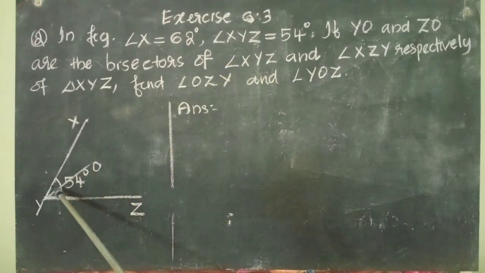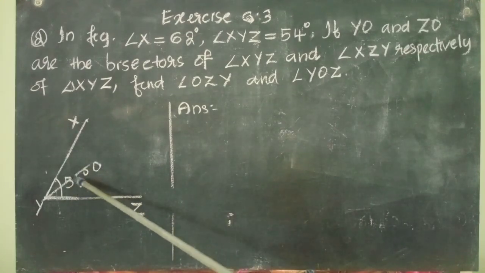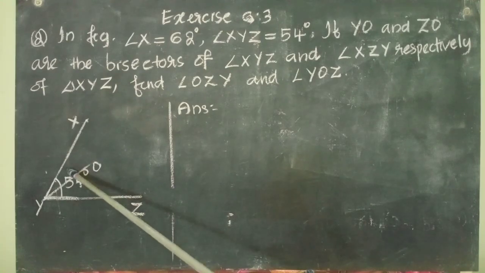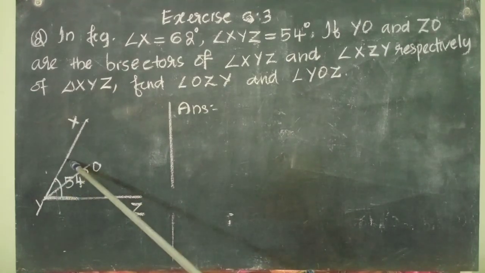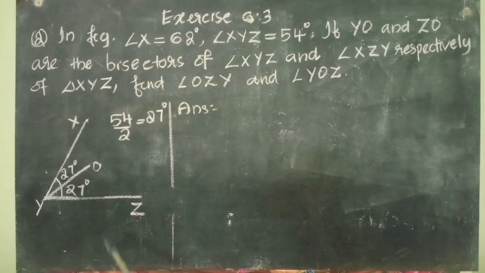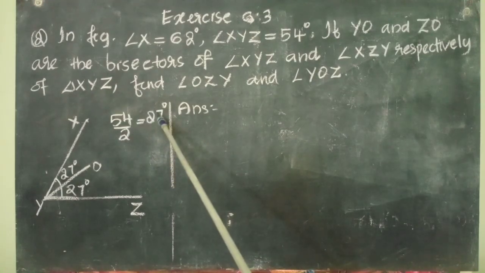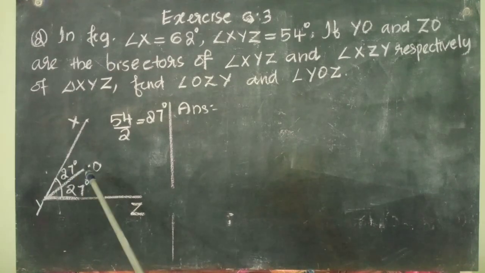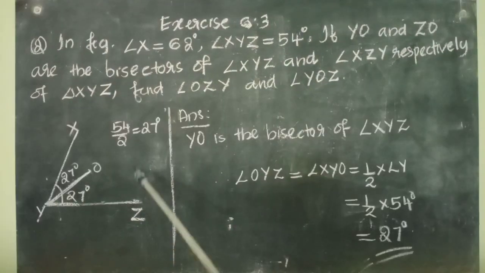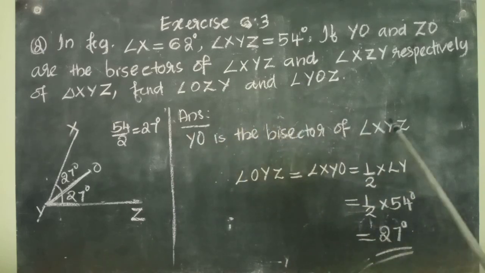YO is the bisector of this angle Y. That means this YO is dividing angle Y into two equal parts. Angle Y, we know it is 54 degree. Then what will be the each parts? So the each part will be half of 54. That is equal to 27 degree. So both parts will be 27 degree.